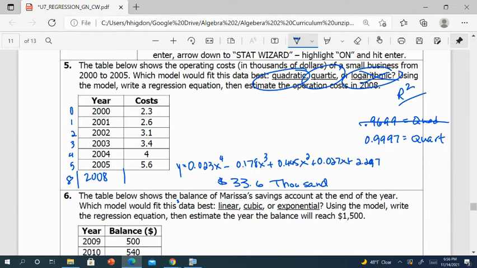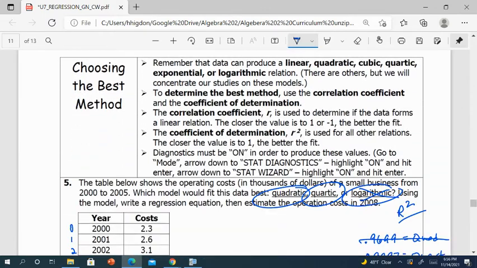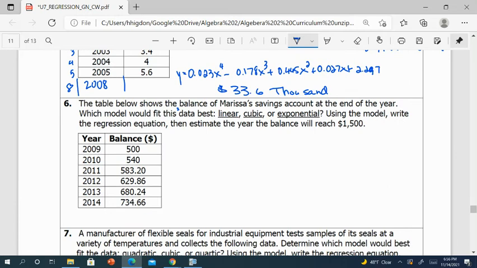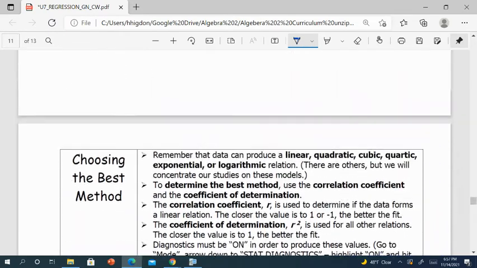I did want to show you a log function. So I'm going to go back up. Now, the steps for this are the same. You look at number 6, asking about linear, cubic, and exponential. So you'll have to compare those three. Remember, linear is the r, cubic is the r squared, and exponential is the r squared. So you have to calculate all those and compare and see which one is closest to 1. Or in linear case, it could be negative 1. I do want to show you log.